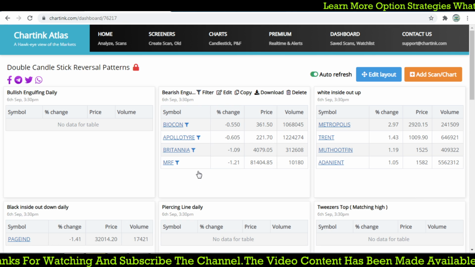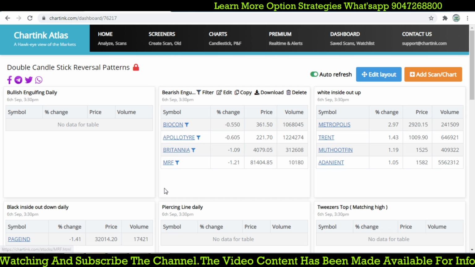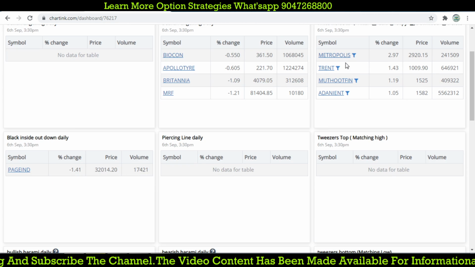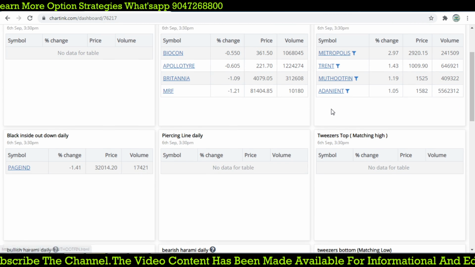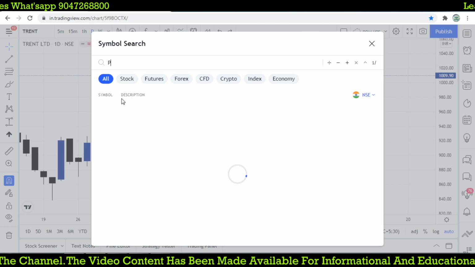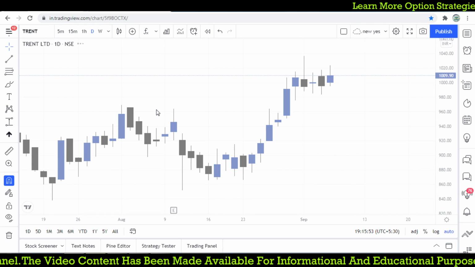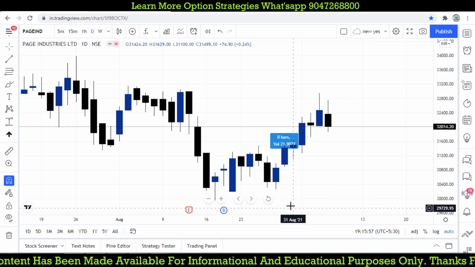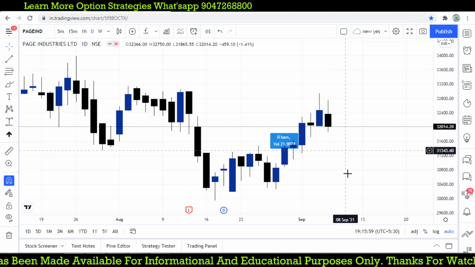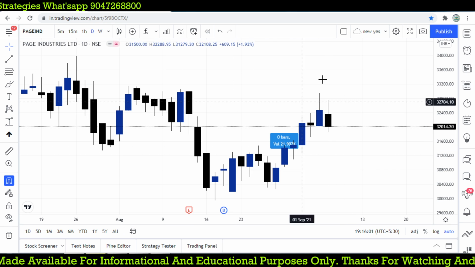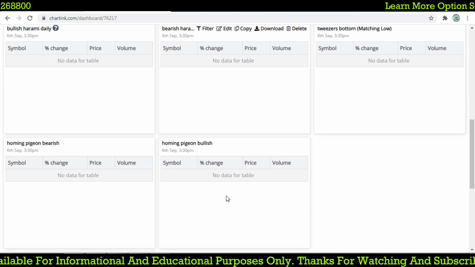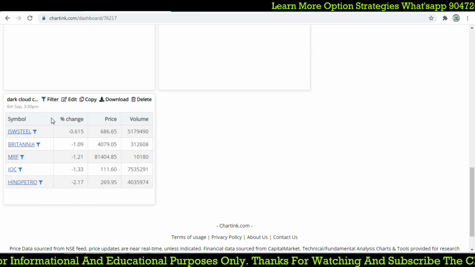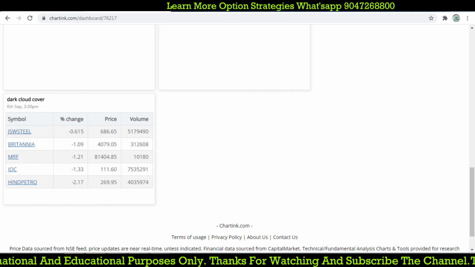Good. So as per the daily candle, we have seen some stocks that are not good, and we are finding only Metropolis looks good, and Page Industries, let's check that, but I'm not going to trade on that. It looks good, but I'm not going to take it because it does not look good for intraday. It's not a good stock.